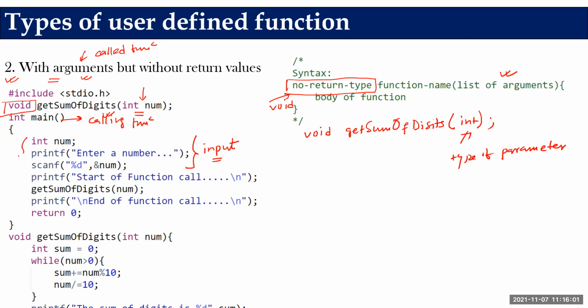So see, the input operations I have done inside main. Next, we call the function, so it is not returning anything. So the assignment operator is not required to hold the return value. Why? Because there is no return type and it is void. Now see, I am passing the value of num. When we write any particular variable name inside the parenthesis, we are actually passing the value of the variable. Passing the value of num as argument.